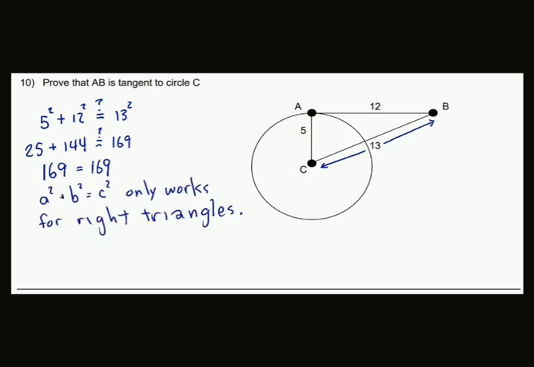So a squared plus b squared equals c squared only works for right triangles. So if it's a right triangle, that means we have a tangent line, and if we have a tangent line, that means it is a tangent.